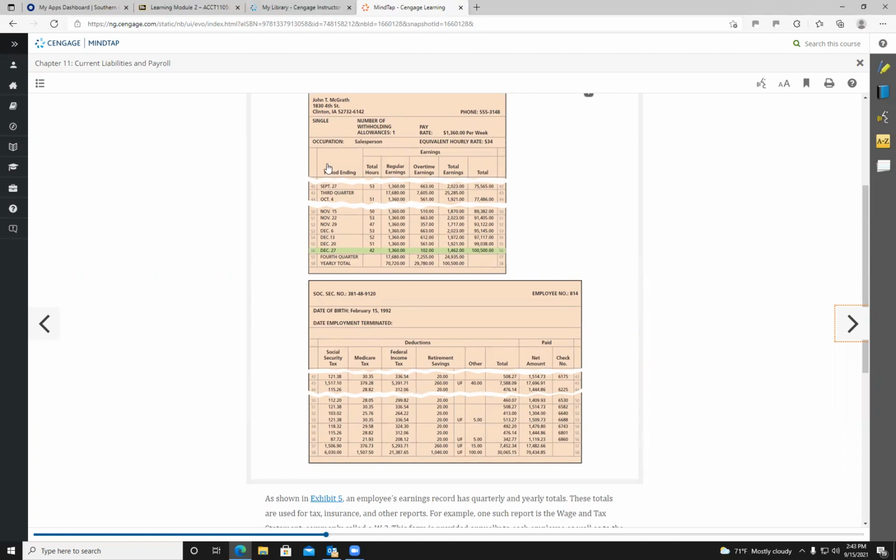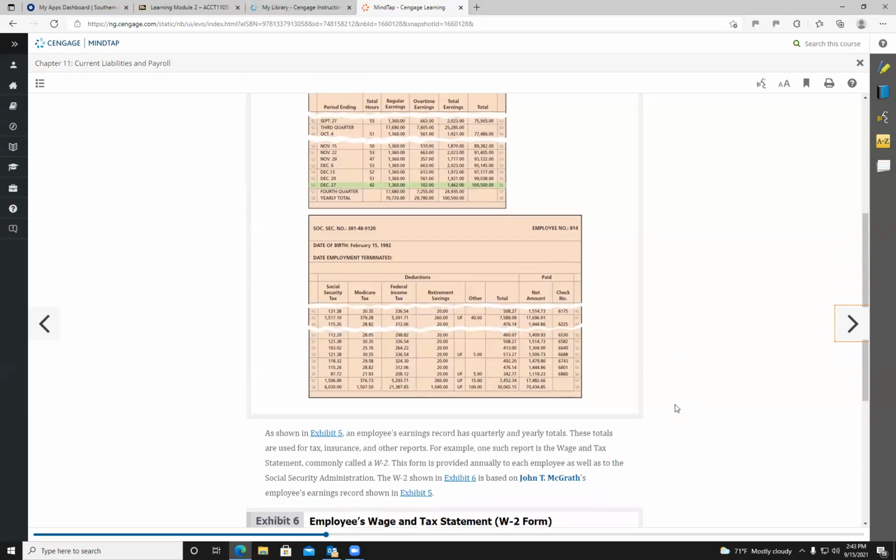But here it gives you the pay period, total hours, earnings, overtime earnings, total earnings, right? Total they've earned year to date. Now, this is really important. We'll talk about why that's important a little bit later. And then, of course, it also breaks out the total deductions and net pay that they've got, and each check number for each payroll.